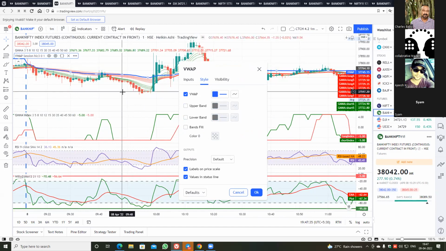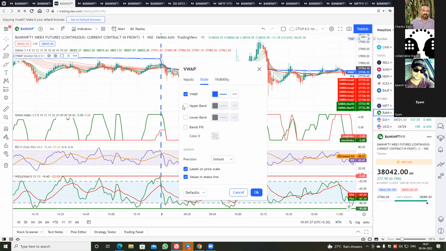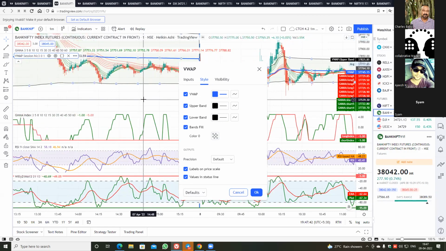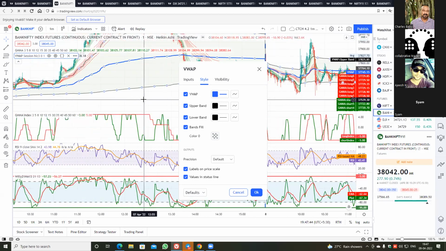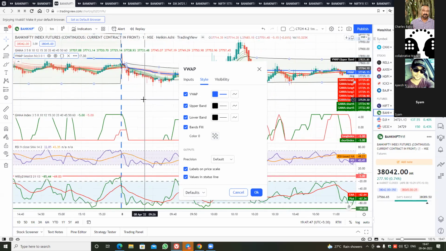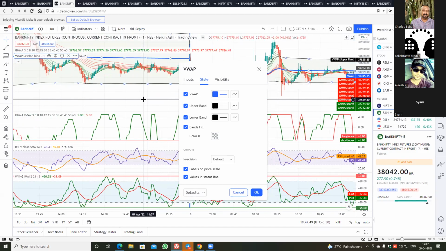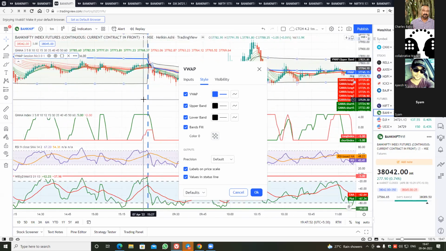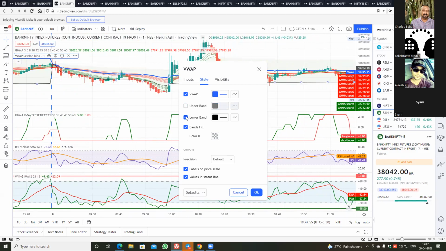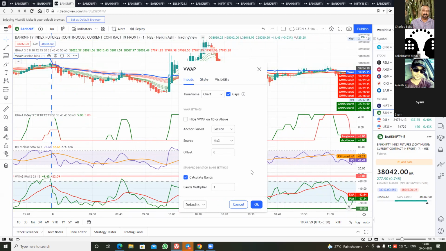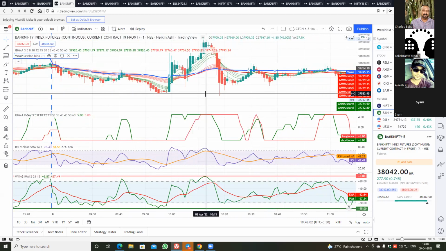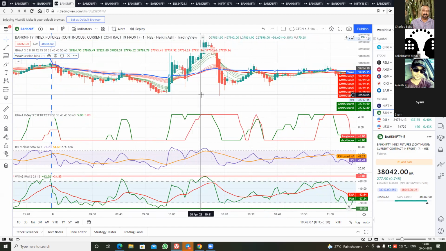So this VWAP, you can see the difference between anchored VWAP and this VWAP. Anchored VWAP will not show yesterday's data, but the VWAP session will show yesterday's data also. So I would like to untick all this. Input value, you don't have to change anything. This VWAP, like anchored VWAP, gives us the benchmark indicator. It shows us whether it is a buy or sell.